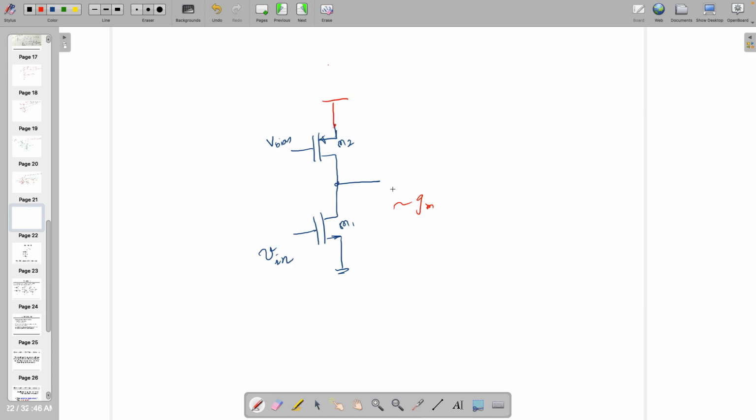Okay, so what is the output impedance? Asking you, what is the output impedance looking here? This side RO1, upside RO2. So RO1 in shunt with RO2, that's the output resistance. The technique says looking from here, the gain is minus GM1 times RO1 in shunt with RO2.